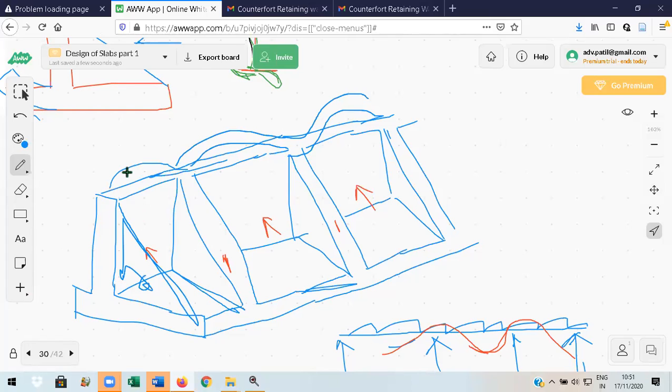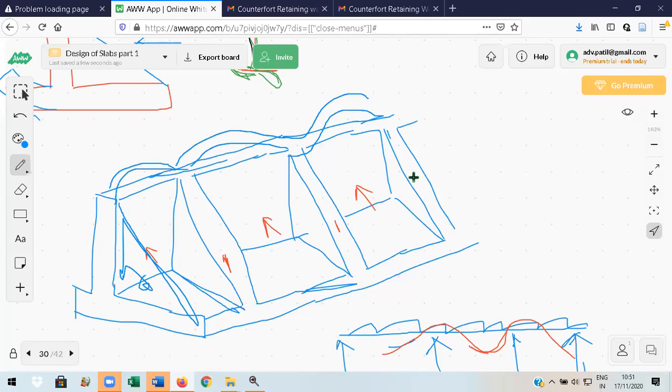It goes. See how it is trying to bend. How the stem slab is trying to bend, but it is prevented by these counterforts which are acting as supports. It means this is a continuous slab supported on counterforts. Simple thing is you have to design a continuous slab. That's all. Nothing is there.